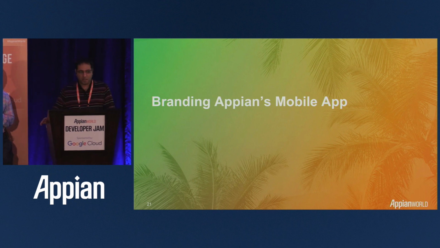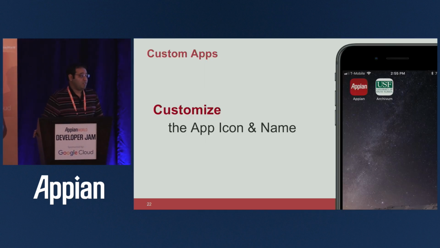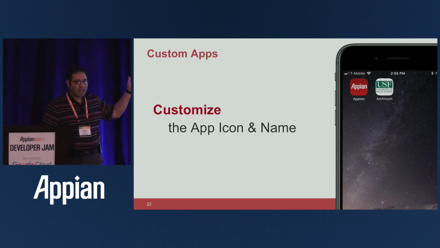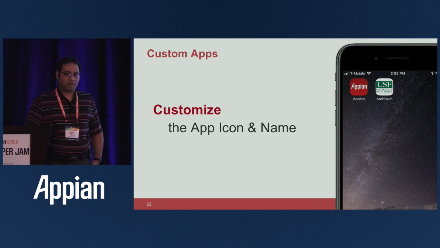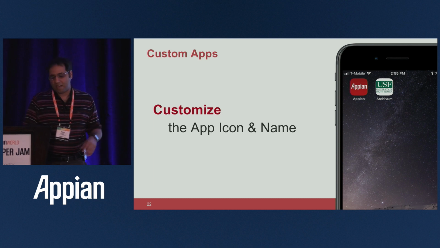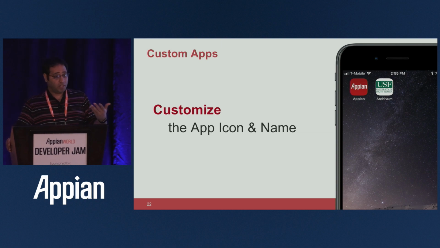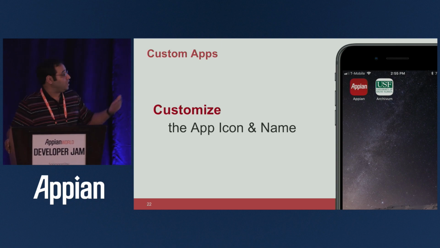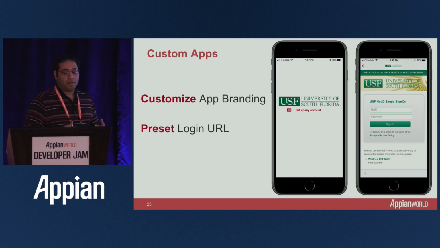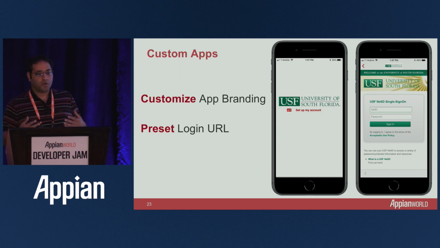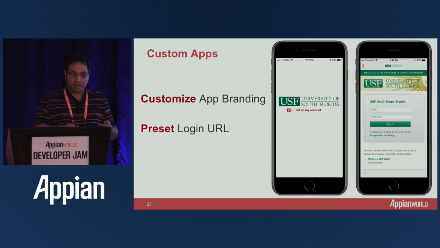All right. Let me talk to you about how you can brand the mobile application to fit your corporate identity. This is an example of two apps. One is Appian, the other is by the University of South Florida. What they have in common is that they're both the Appian mobile application. One is branded for USF. You can brand the icon to match your own corporate identity. You can change the name of the application as well. Within the app, you can customize the app branding and the logos. You can also hard code the URL so users don't have to remember which URL to enter to reach your site.